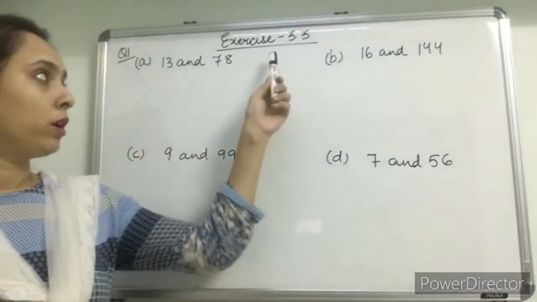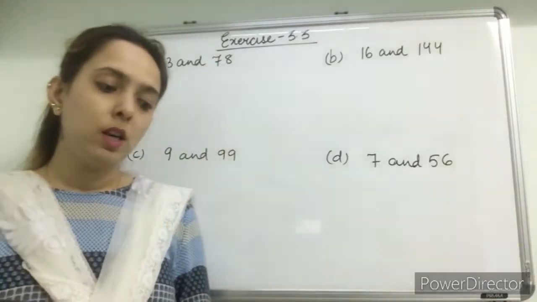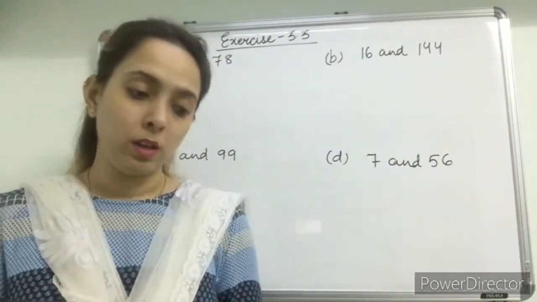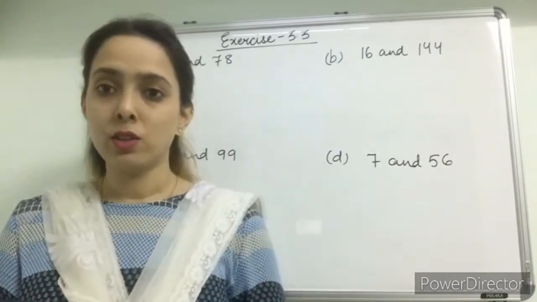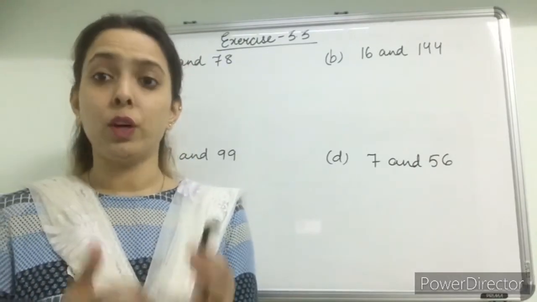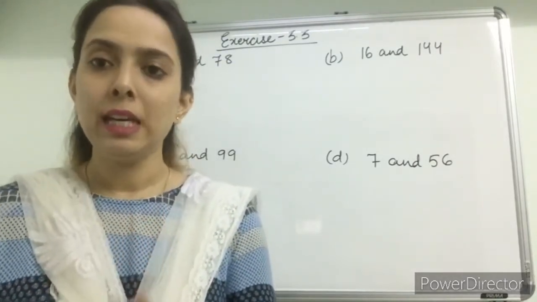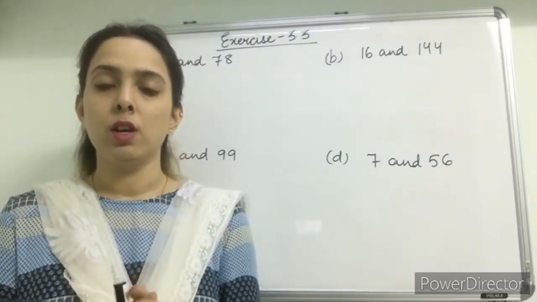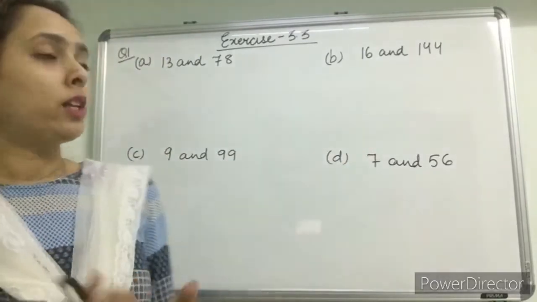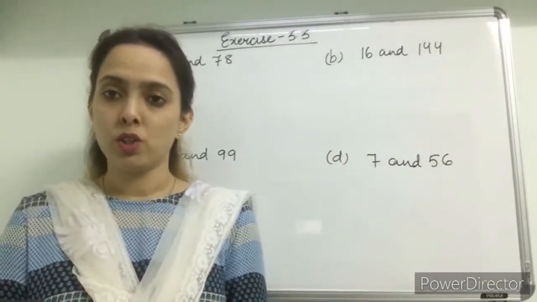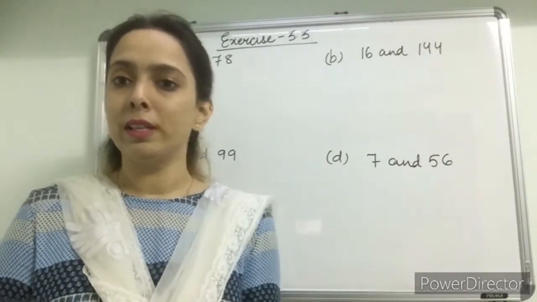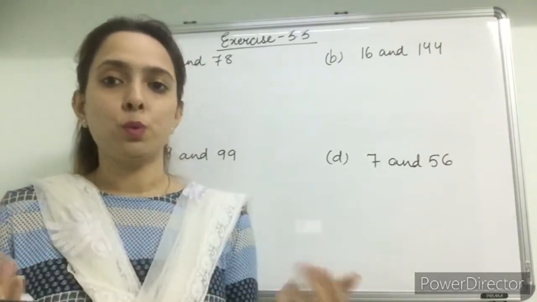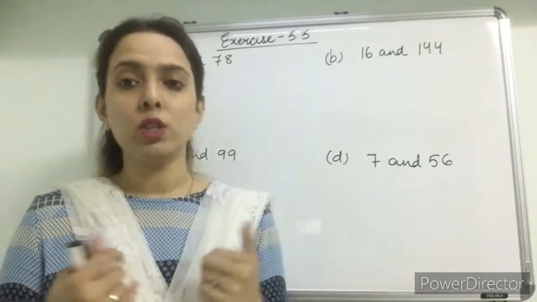Now exercise 3.3. First question is, find the HCF of the following numbers and explain what is common in all the answers. First we will find out the HCF, and then we will see what is common in all the answers. Here it's totally on you, nothing is mentioned in the question, so you can either use the listing the factors method, or prime factorization, or the division method also.